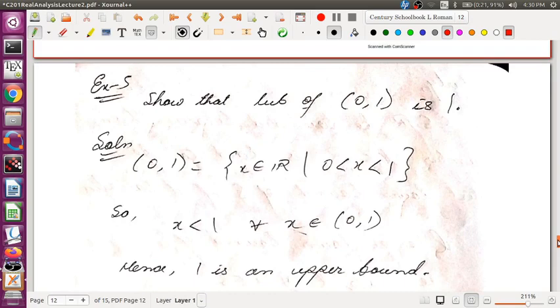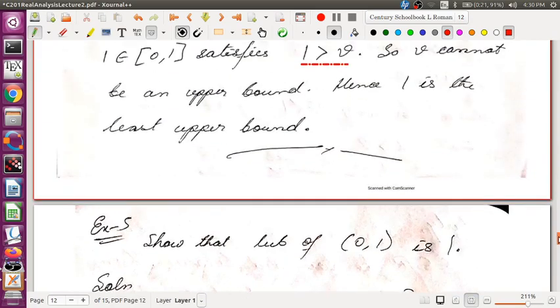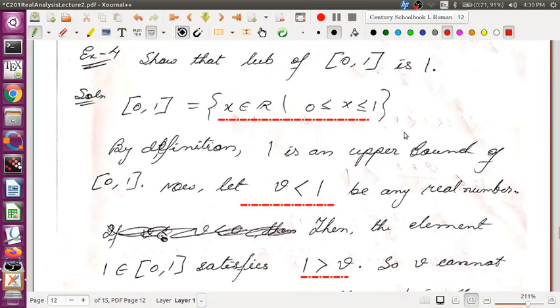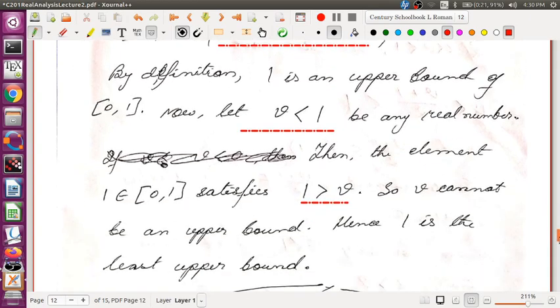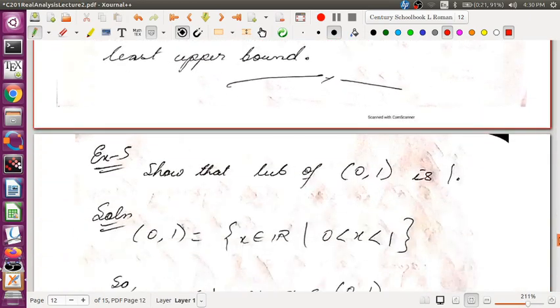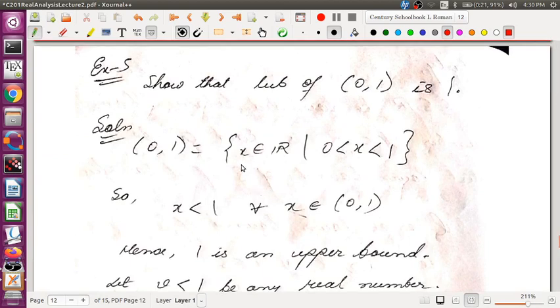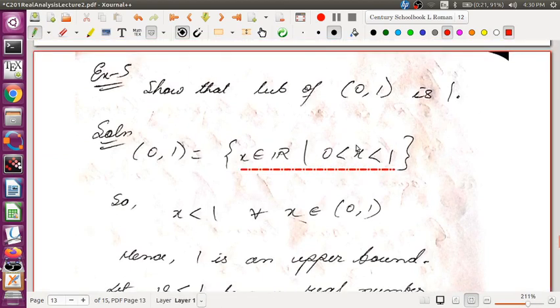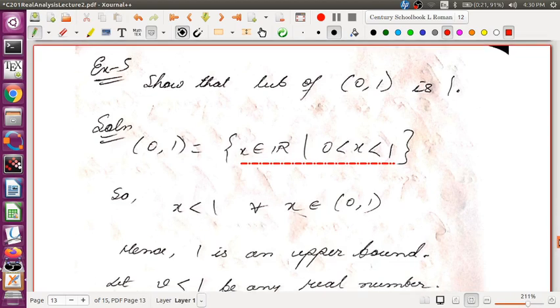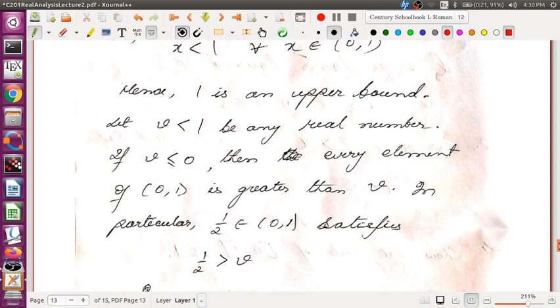Show that the least upper bound of the open interval (0, 1) is 1. In the earlier case, 1 is the least upper bound of the set, but 1 is also a member of the set. This makes things a little bit easier for us. But in the next case we have the open interval (0, 1), which is the set of all those real numbers which lie strictly between 0 and 1. Here x is less than 1 for every x inside (0, 1). So hence 1 is an upper bound. That's not a problem. Every element of this set is less than 1.